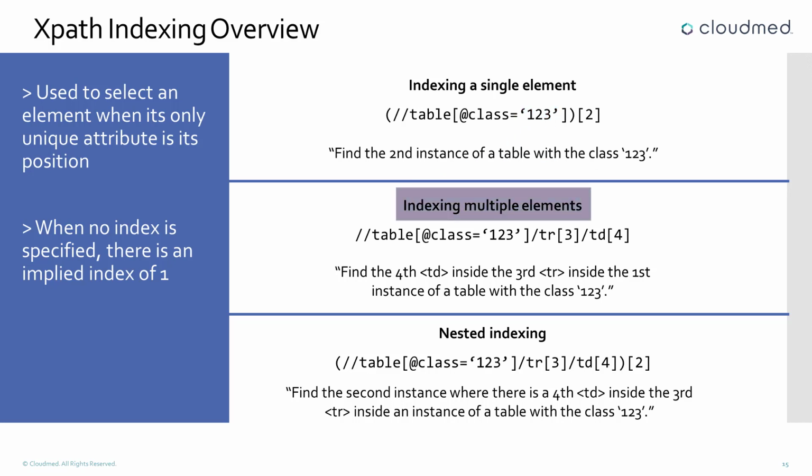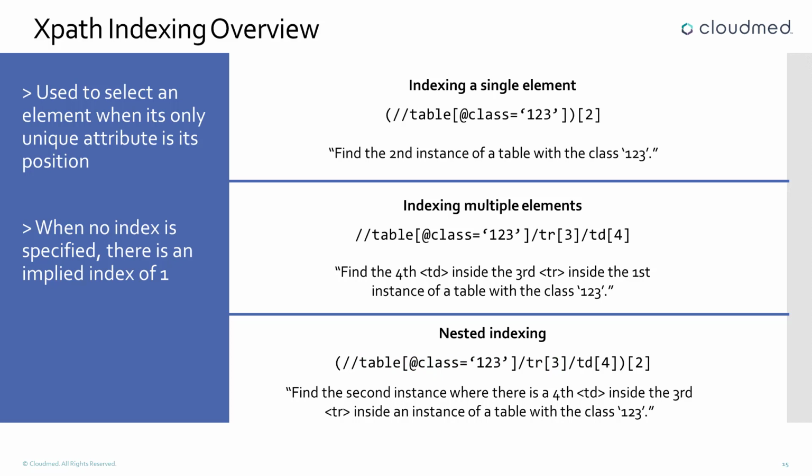If we're trying to index multiple elements, we know we want the first one. We're looking for a table with a class of 123, following that the third table row, following that the fourth table data. And then you can also do nested indexing. So this is where things get a little bit more confusing, particularly if you were nesting any further than this. But in this case, we're saying find the second instance where there is a fourth table data inside the third table row, inside an instance of a table with the class 123.